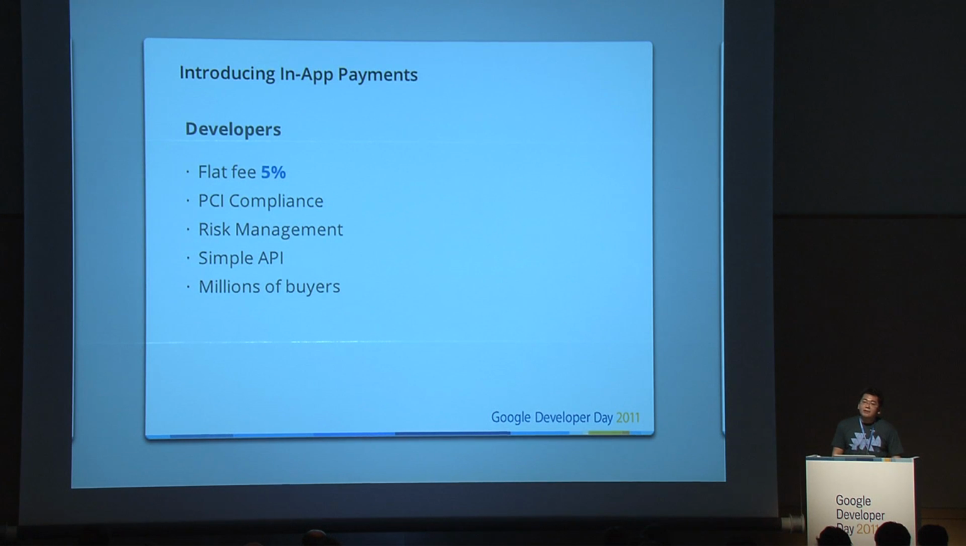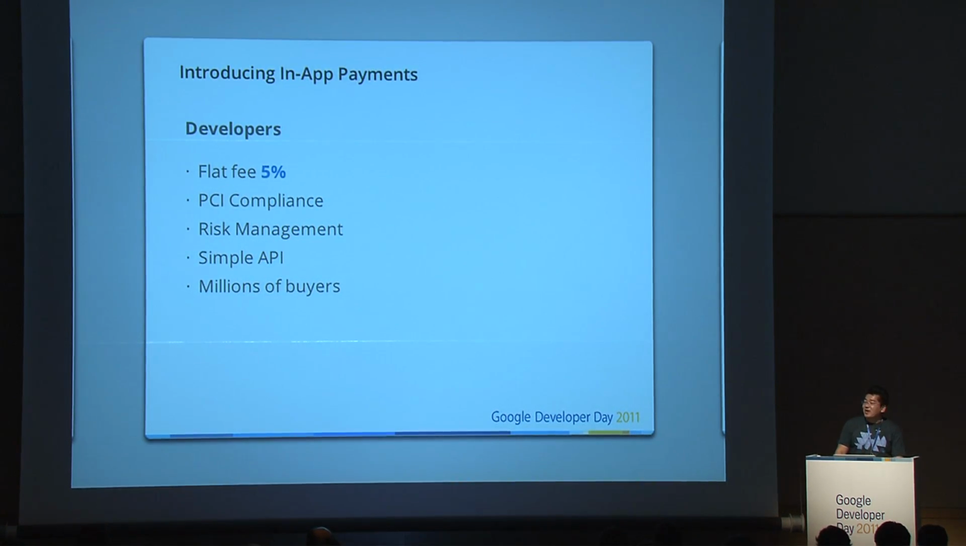Also, we handle PCI compliance for you. PCI compliance is something that the credit card companies mandate. It's a certification for your back-end servers so that they can store credit card information. And it's typically very costly. I've heard anecdotal evidence of $10,000 to $100,000, depending on the scale of servers. Google will handle all that for you, so you don't have to worry about it. Also, we handle risk management. Google has a very powerful risk engine, and we run all of our orders through the risk engine to ensure that they aren't fraudulent, or try to prevent as much fraud as possible.